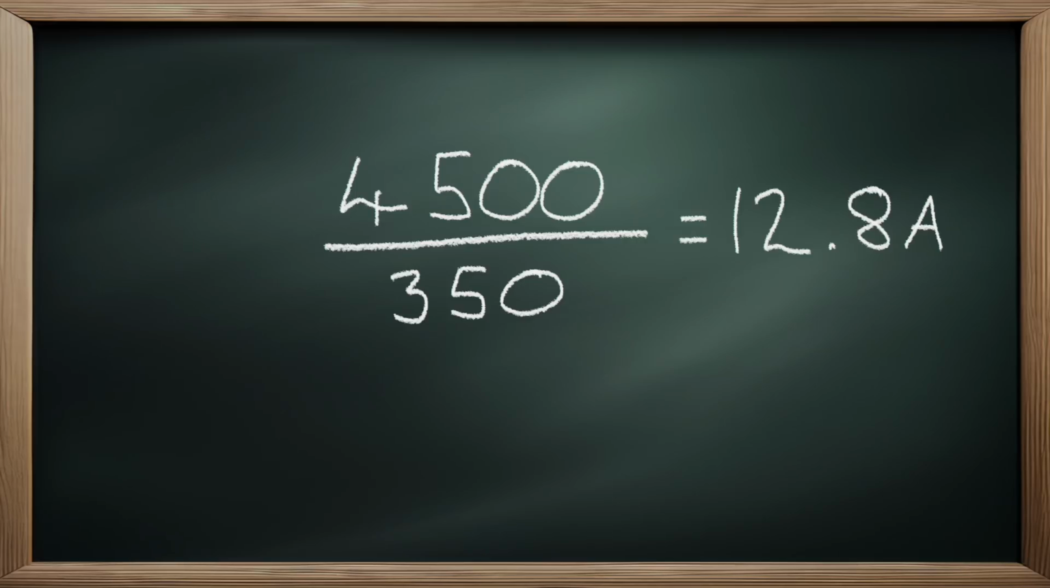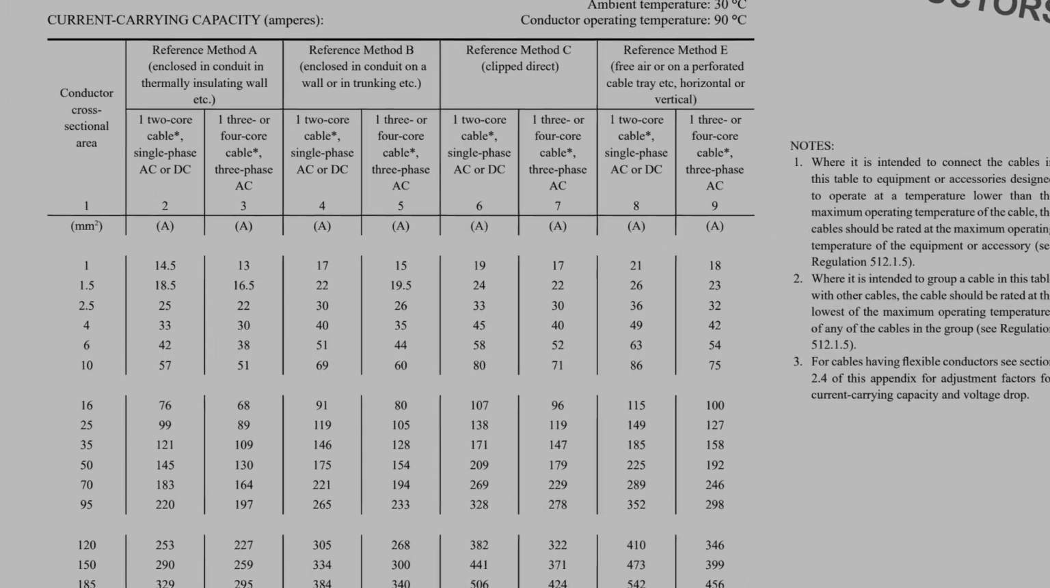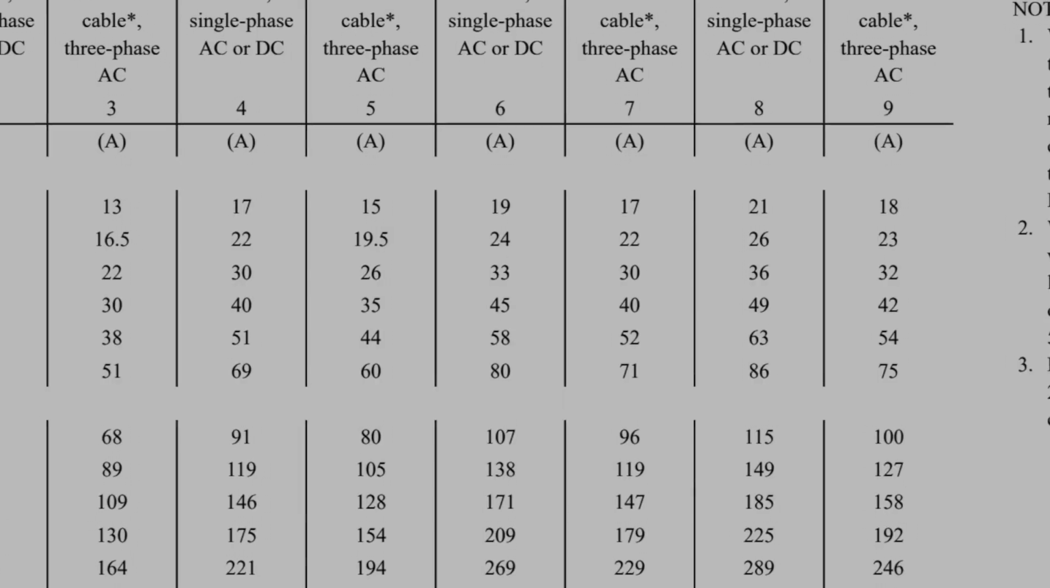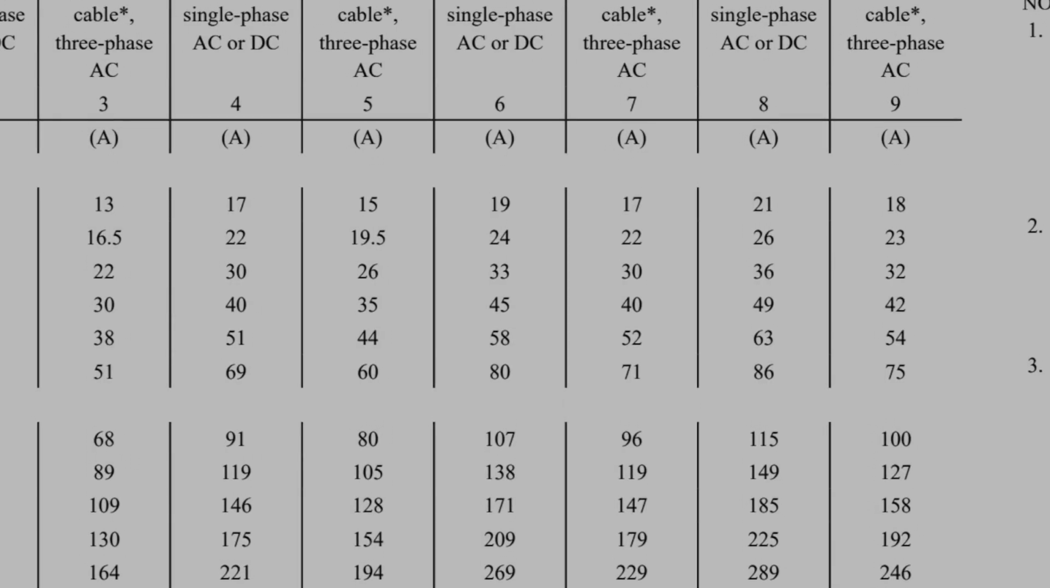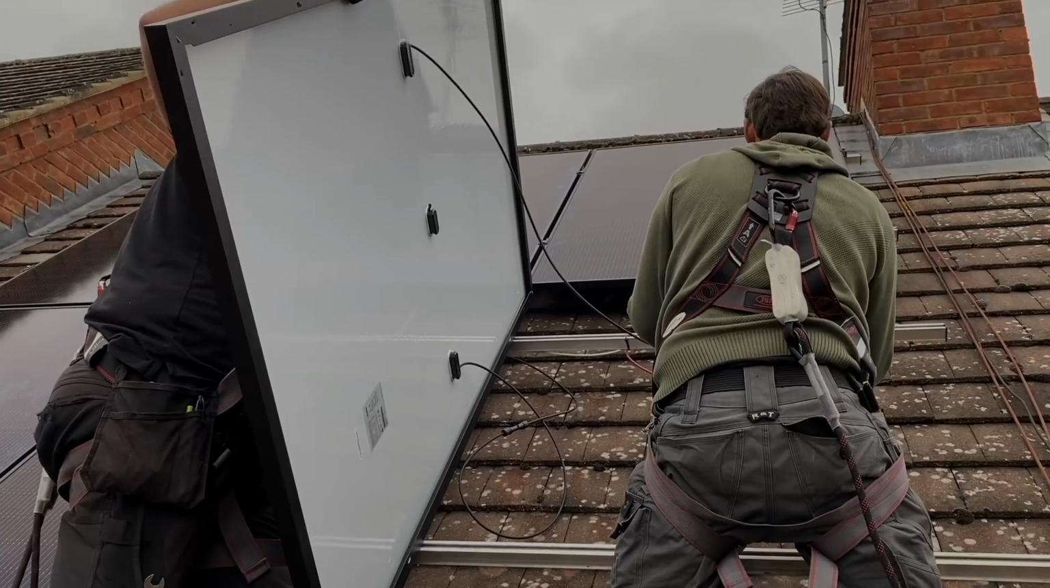We can refer to Appendix 4 again, and as we're going to be using this PV Ultra cable which has tinned copper conductors, we need to refer to Table 4E2A for multi-core 90-degree cable. Reference method C and single phase DC shows a 4mm squared can carry 45 amps, so will certainly meet the current carrying capacity required for the solar array and allow for any additional panels should they be fitted in the future.